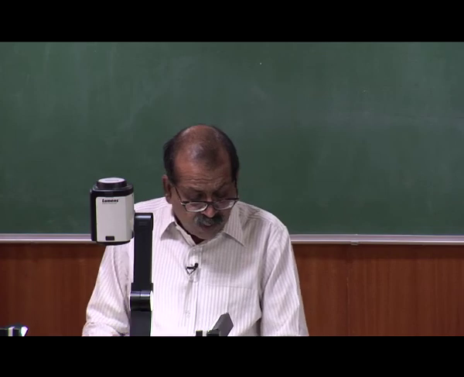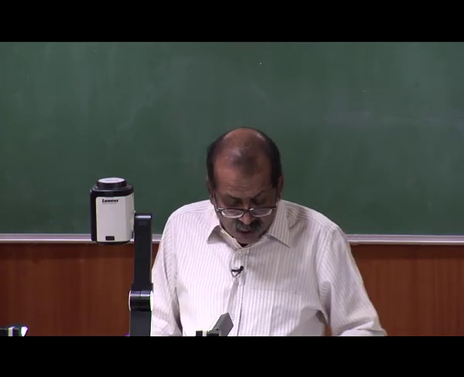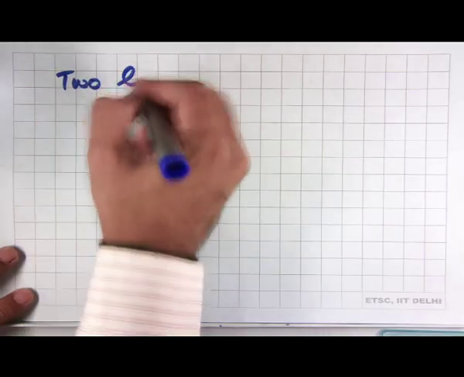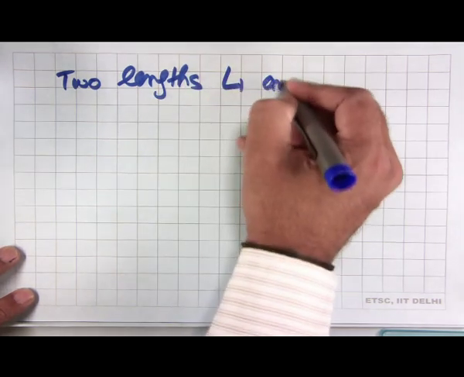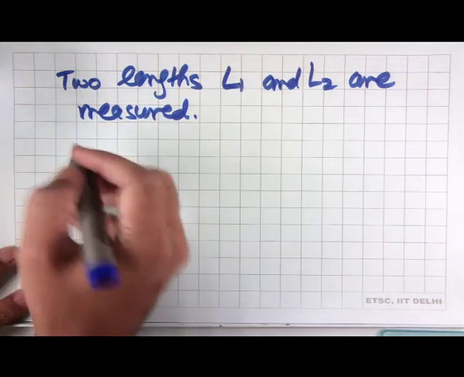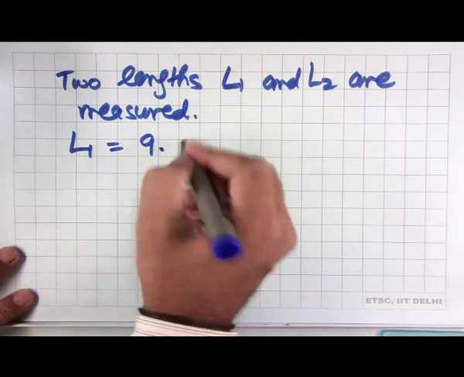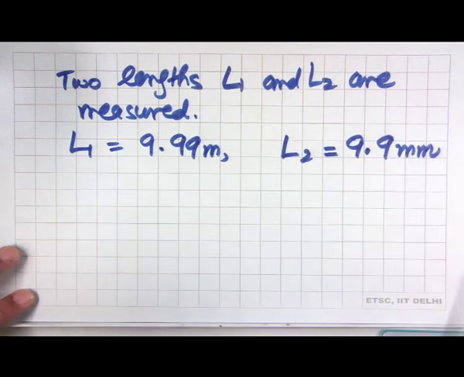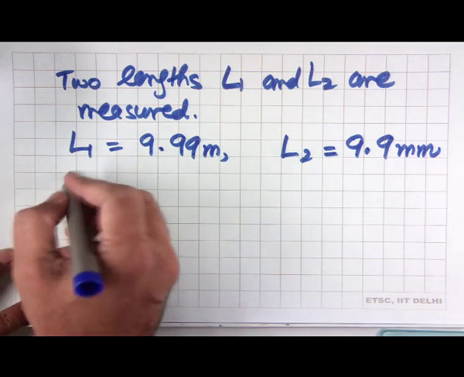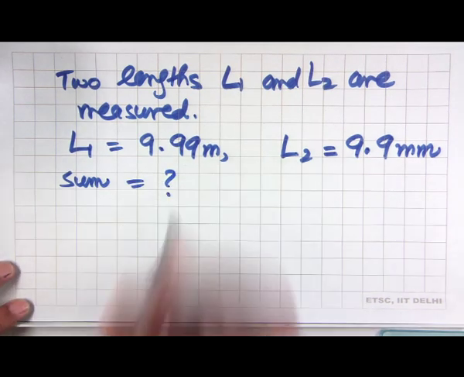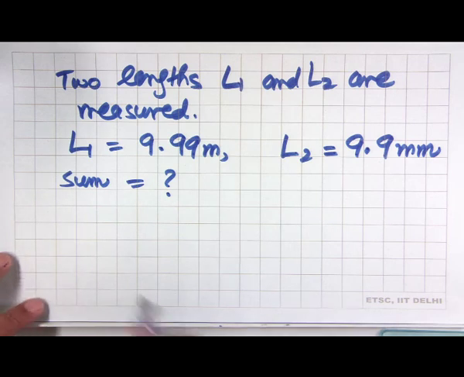Now, let us take one more problem which talks of this, and because of a change in units, we have to ensure that we match units. Let us say that two lengths L1 and L2 are measured, and they are given as L1 is equal to 9.99 meters and L2 is equal to 9.99 mm, and we have to find the sum up to the correct significant digits. So, the sum has to be found out. Once again we have to be careful, we convert both to the same units.